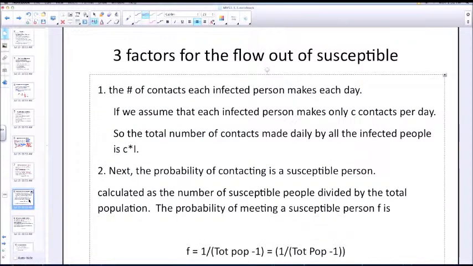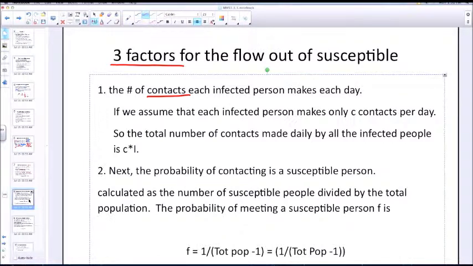But that part is a little more complicated. We have to consider 3 factors for that flow. The first one, the disease spreads because of the contact between the infected people and the susceptible people. There are 3 types of contacts.